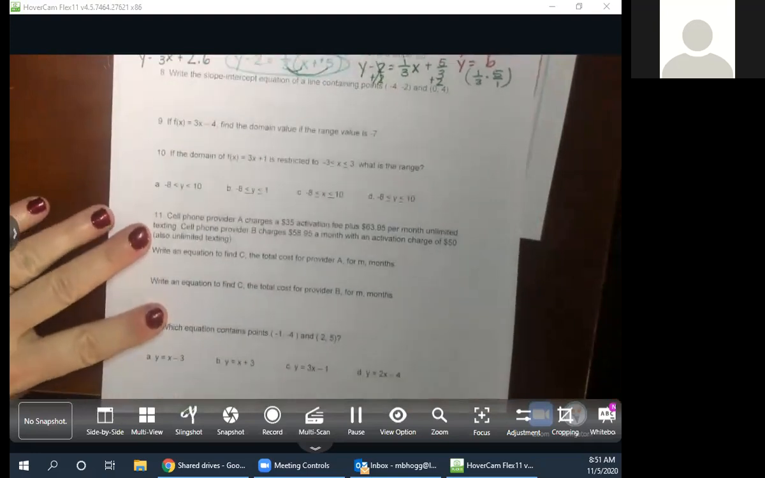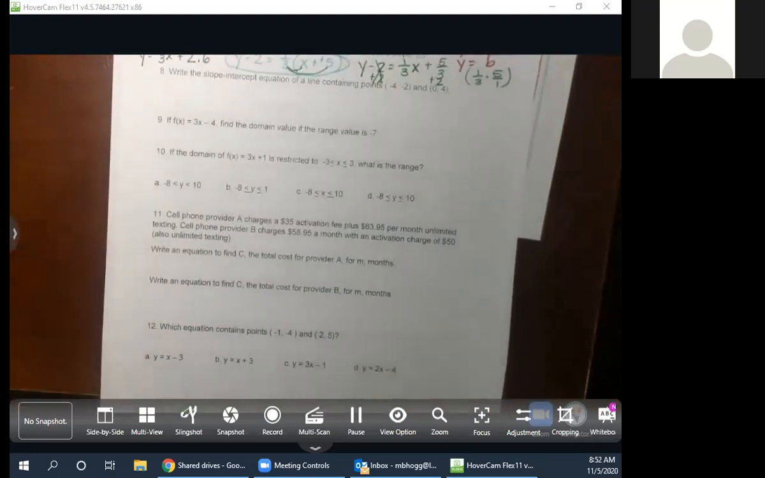All right. Number 8, we're going to write the slope-intercept equation. We're going to go ahead and put this in y equals.